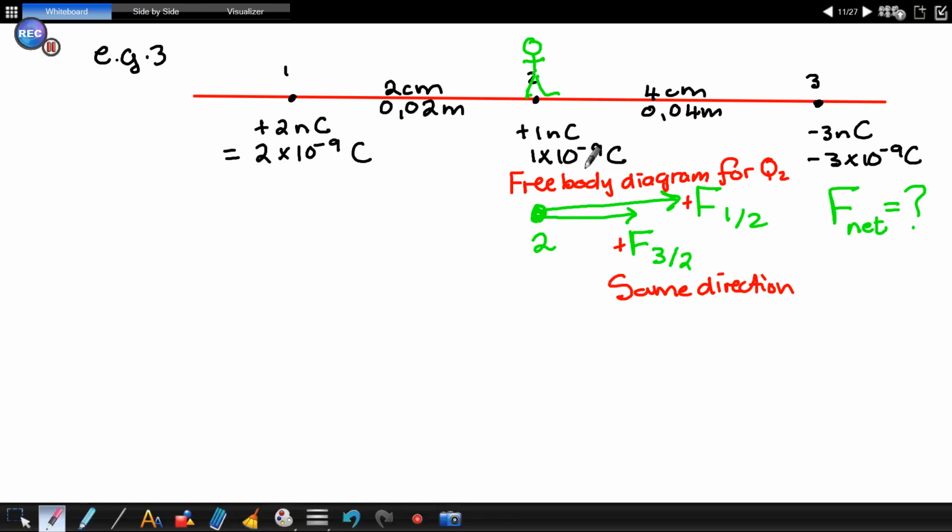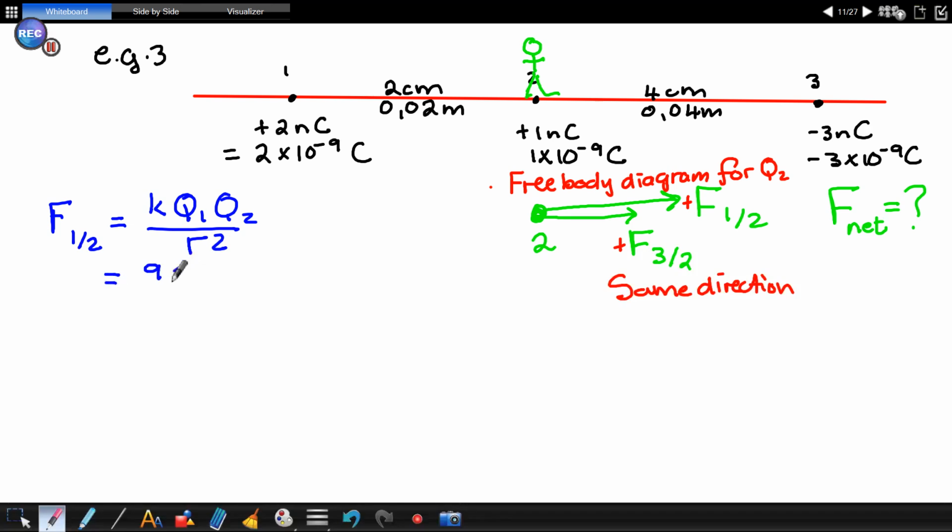Okay. So I'm going to use F net equals F of 1 on 2 plus F of 3 on 2, because they are acting in the same direction. Very confusing, but if you draw your free body diagram, nothing will be confusing. Okay? So do you want me to do it all in one or separated? The force of 1 on 2, and don't be afraid to label things, is k Q1 Q2 over r squared.